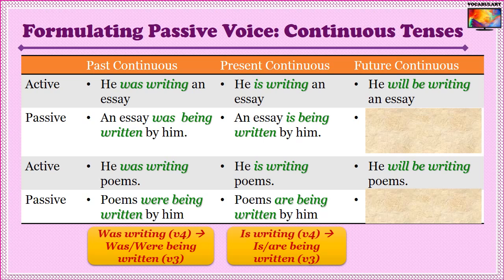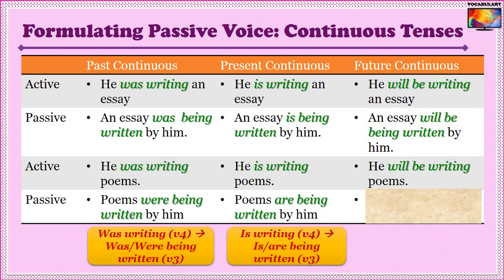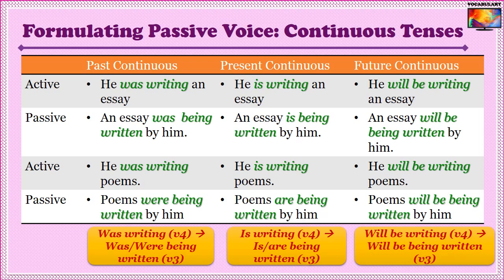And future continuous tense. He will be writing an essay. An essay will be being written by him. He will be writing poems. Poems will be being written by him. So will be writing is replaced by will be being written.